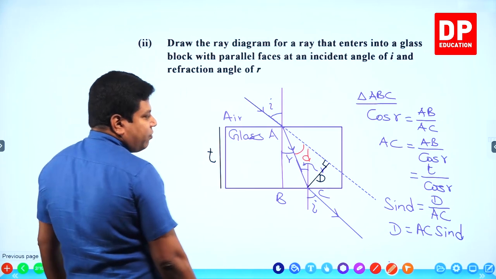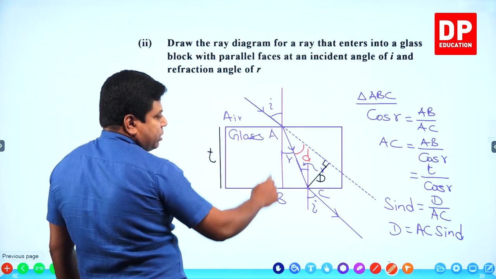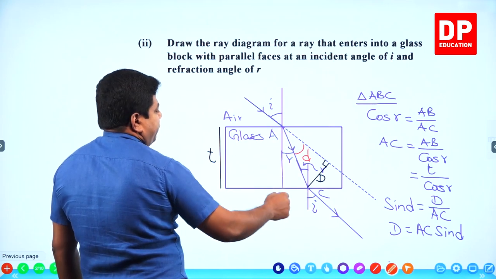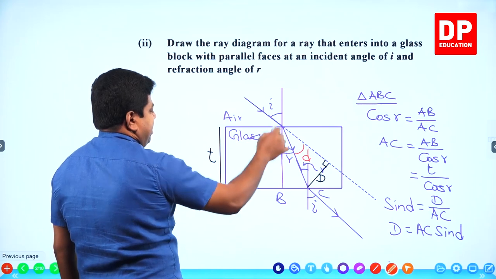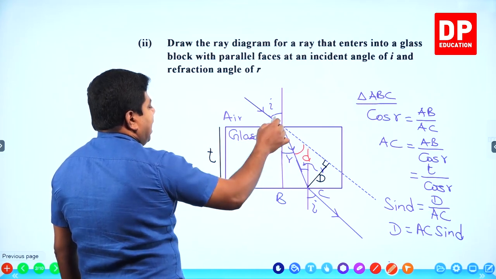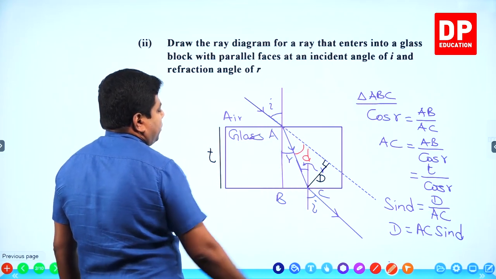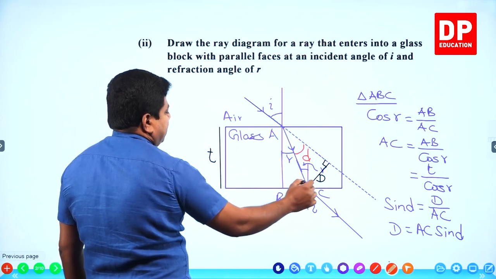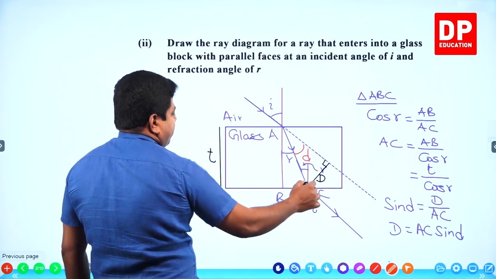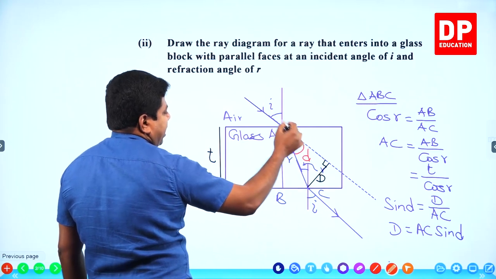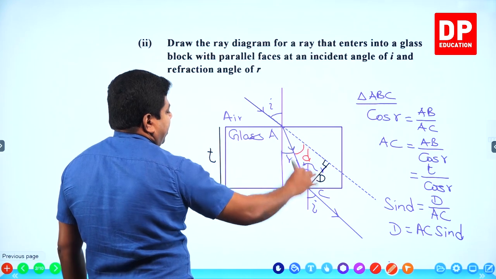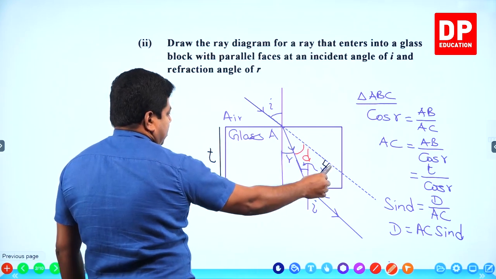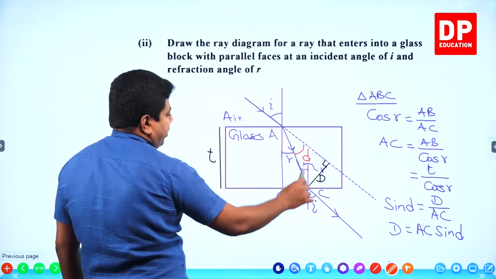We need to use a little bit of trigonometry here. Take this triangle. Take cos R because thickness is what is given, T. If you take cos R, adjacent side divided by hypotenuse, from that you can find AC. And then in this triangle, if you write sine D, you can take opposite side divided by hypotenuse. From that you can find D.